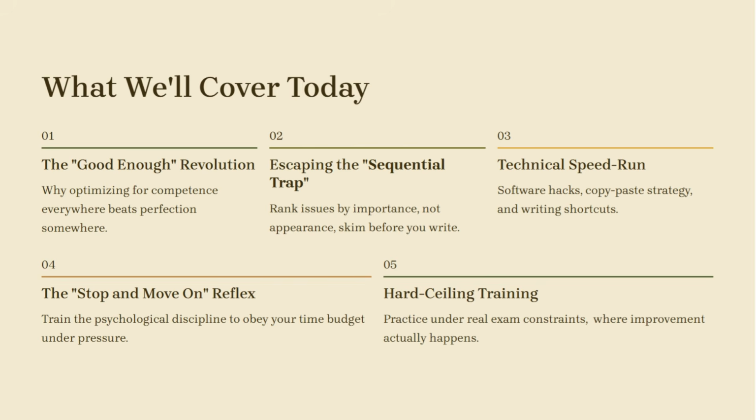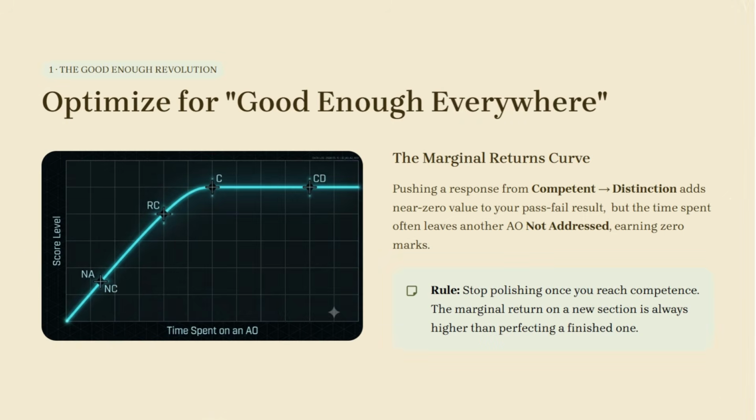Let's dive right in. The first and most important paradigm shift you need to make is adopting the good enough everywhere rule. In the CPA program, math wins over perfection every single time. Let's look at how the grading actually works. A not addressed, NA, assessment opportunity scores the exact same as a nominal competence, NC. They both effectively give you zero value toward passing that specific competency area. Therefore, leaving an AO entirely untouched is the greatest risk to your pass-fail result.